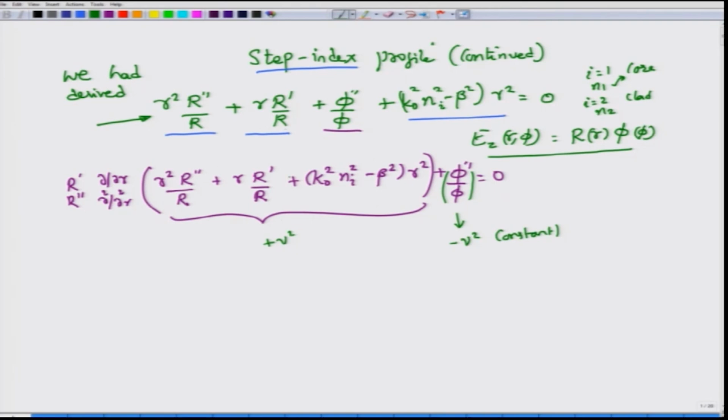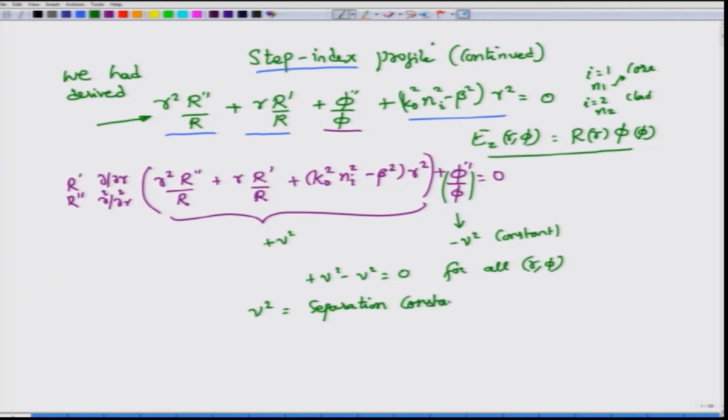So, what we are saying is that the term which is a function only of r is equal to a constant, and the term which is a function only of phi is another constant, but this time with a negative sign as compared to the other one. The reason is that plus nu square and minus nu square sum to 0 for all r and phi, and this nu square is called the separation constant.